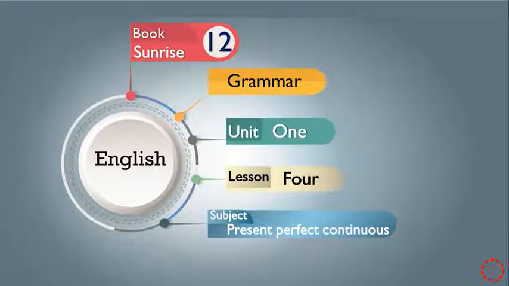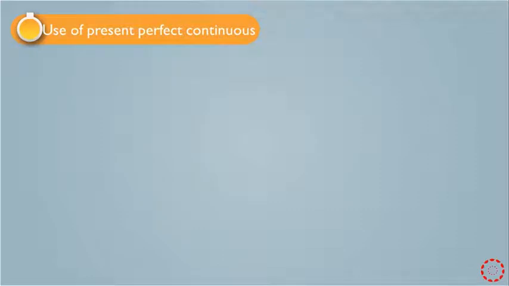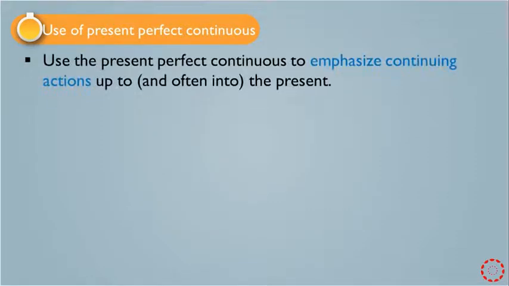Today in Unit 1, Lesson 4, we are going to talk about another tense in the English language, which is present perfect continuous. Use of present perfect continuous. We use the present perfect continuous to emphasize continuing actions up to and often into the present.